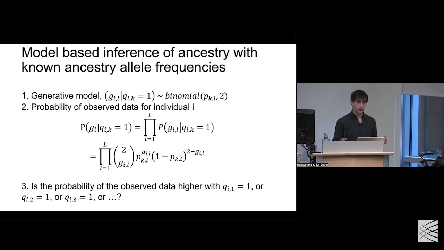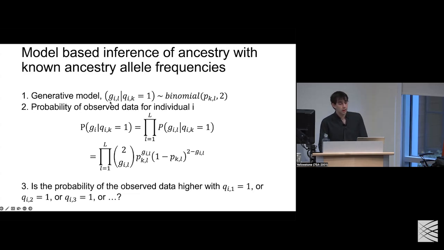And so kind of intuitively, each individual has 2 chromosomes. If I tell you that both of those chromosomes come from a given ancestry, then we would expect those chromosomes to have a given mutation based on the allele frequency of that mutation in that population. And so hopefully this first statement is kind of clear now.